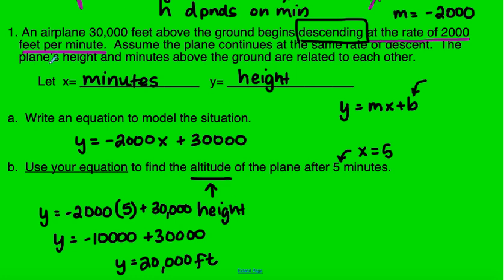All right, guys, I know that was a little bit longer than normal, but that is how you can write equations from word problems using information. But remember, the most important part, set your variables. Ask yourself, what depends on what? Because y always depends on x.